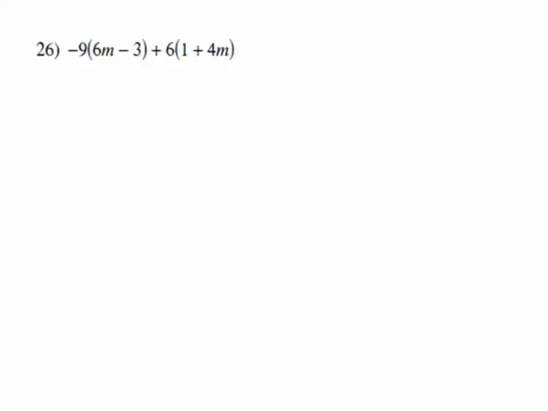One more for us to work together. This has two sets of parentheses to distribute, and if you want to, we can box up these terms on the inside. So I've got this 6m, and I've got this negative 3, and I've got this positive 1, and I've got this positive 4. Okay, first I'm going to distribute. So the negative 9 distributes over these two terms.